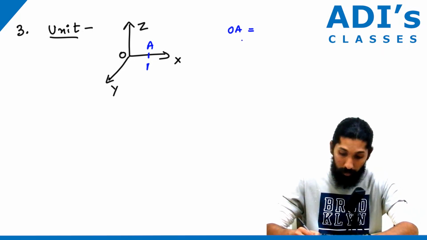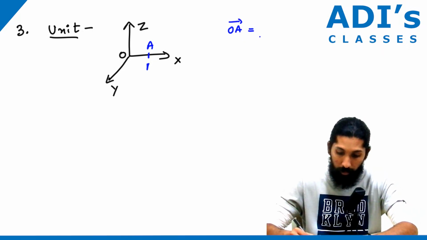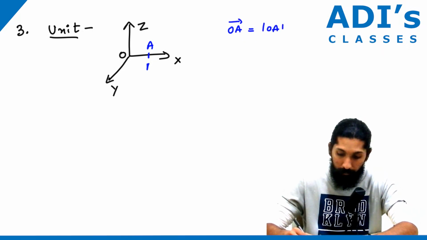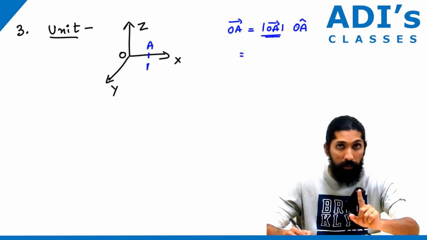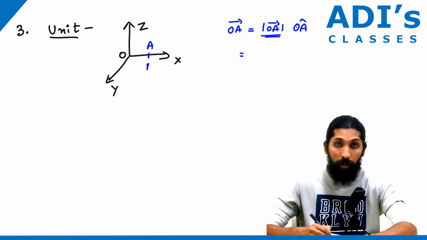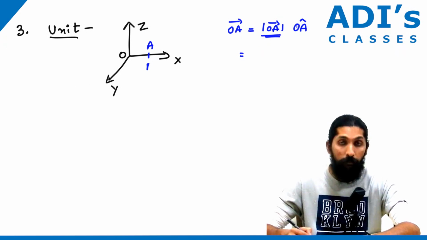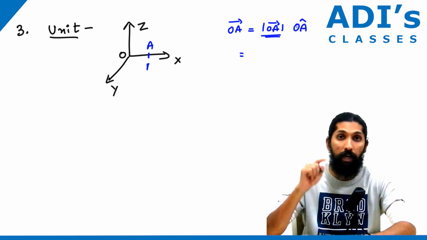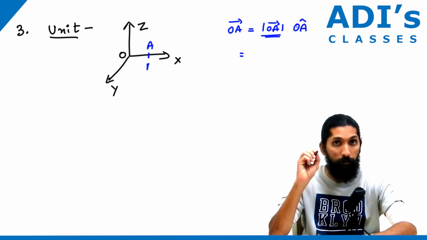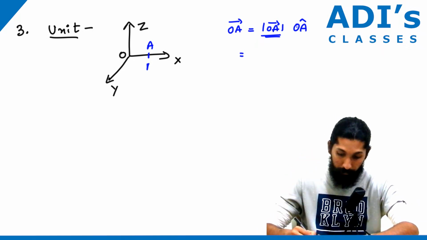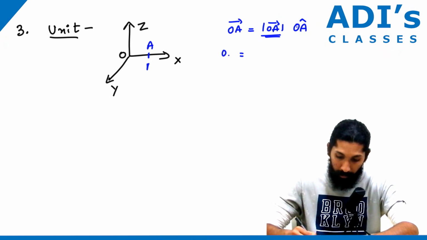So vector OA is equal to mod of OA into OA cap, correct? This value is 1, and since we are going along the x-axis, we represent it as i cap. The x-axis is always represented with the help of i. So vector OA becomes i cap.